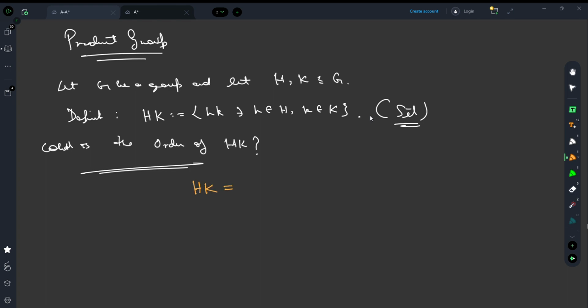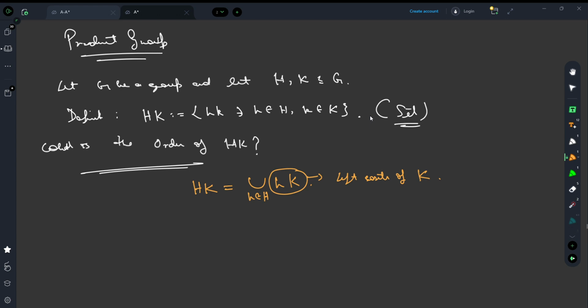So now, observe that HK can be written as the union of the elements of the form hK, where h ranges over the elements in capital H, right? And precisely these are all the left cosets of K, right? Because we can consider h to be an element of G as well.